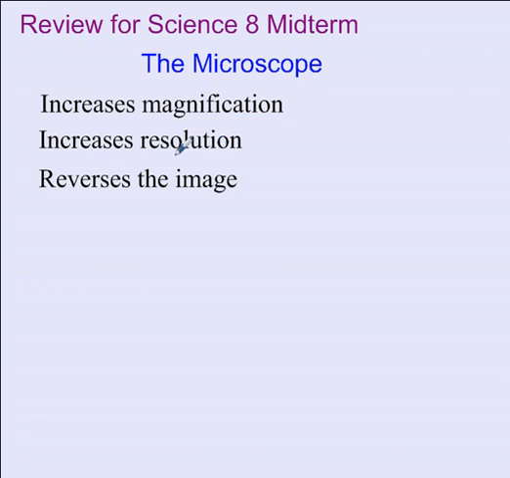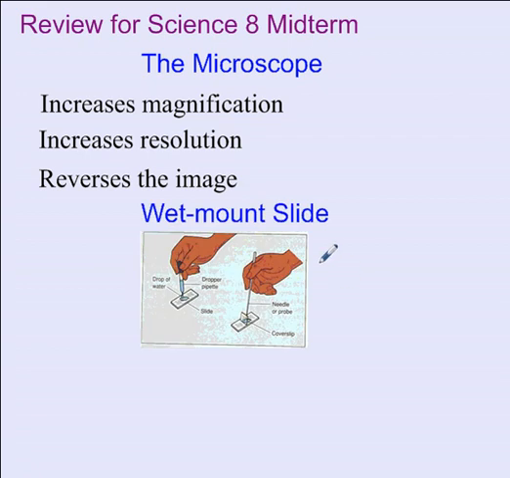It also reverses the image, making it upside down and backwards. Recall how to make a wet mount slide. The specimen goes in the middle of the slide. You add a drop of water. The cover slip gets gently placed down at a 45-degree angle to eliminate air bubbles.